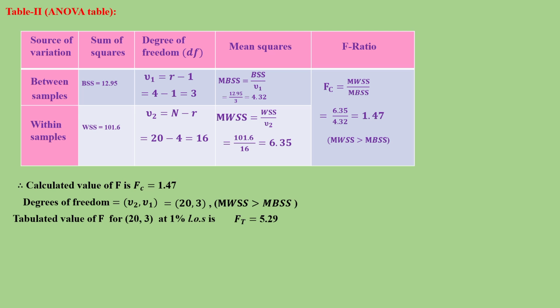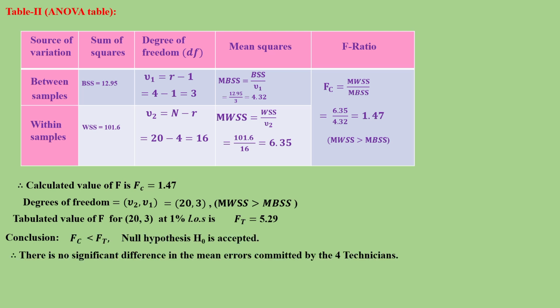So the calculated value 1.47 is less than the tabulated value 5.29. Therefore the null hypothesis H0 is accepted. Therefore there is no significant difference in the mean error committed by the 4 technicians.